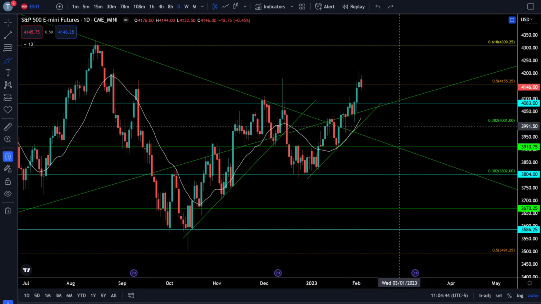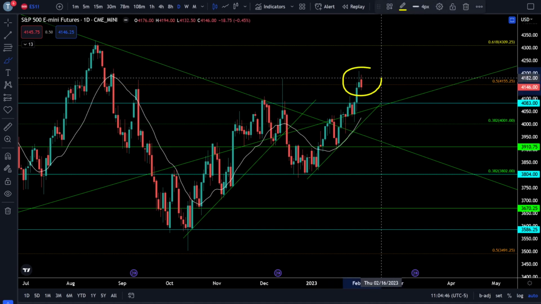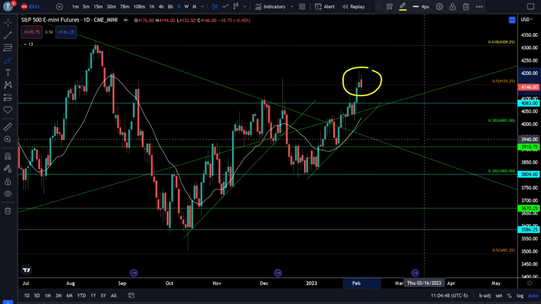Now, the other thing I want you to pay attention to is that we are at the 50% retracement of the bear market. This is typically going to be one of those strong resistance zones as a bear market is transitioning back into a bull market. So I will not be surprised in the slightest if we do see some weakness going into next week, because we are at this very critical bear market resistance level, which is this 50% retracement.